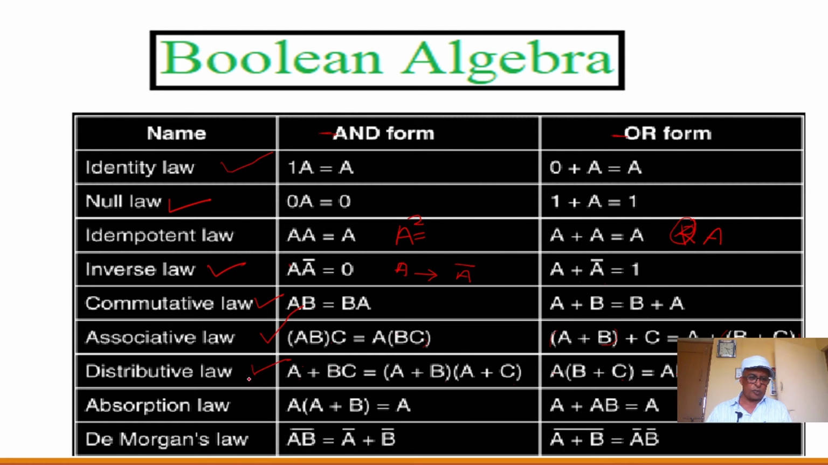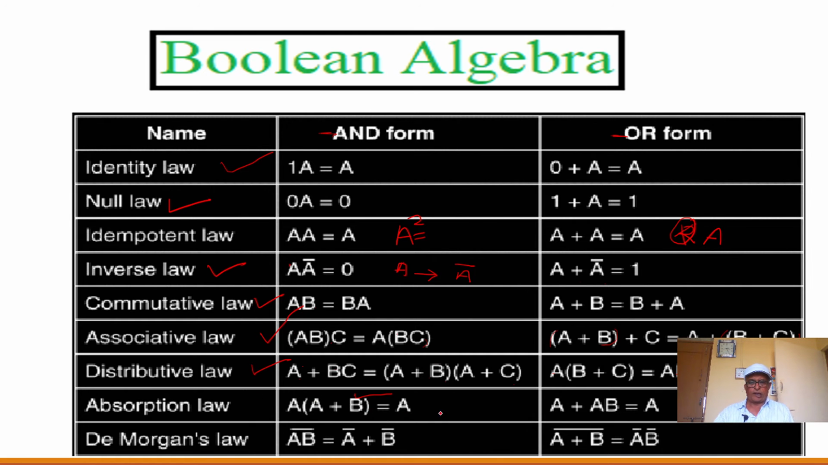Now in absorption law, here if we consider A into A plus B, we will get A. Now on the right hand side we see that this B variable is absorbed, means output is independent of B and output depends on only A. This is the meaning of this Boolean expression.